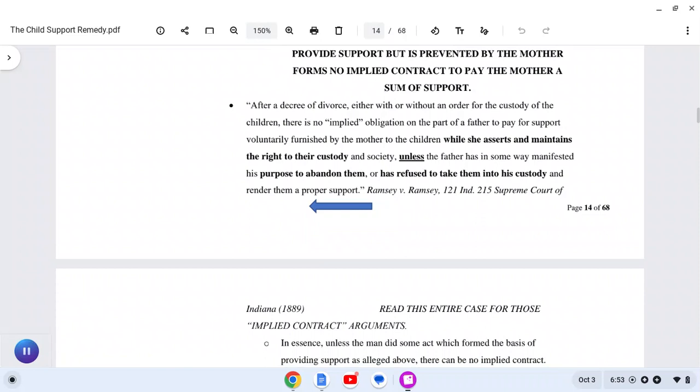Let me see. I think I kind of misread that. Well, she maintains and asserts their right to the custody and society. Okay.